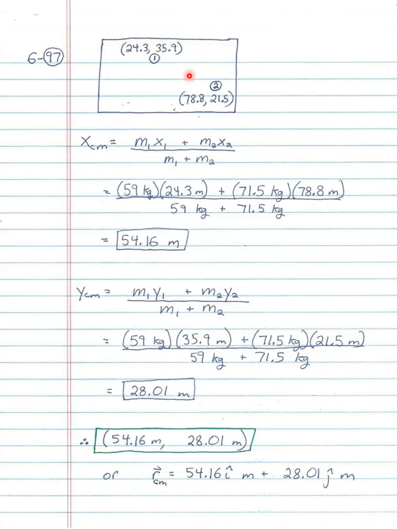The question asked, where is the center of mass? So there are different ways we can express that, and at the bottom of the page I've given it as an ordered pair, which seems the best way to express it because the players' positions were given as an ordered pair. We could also express it as a position vector, so 54.16 i hat plus 28.01 j hat meters.